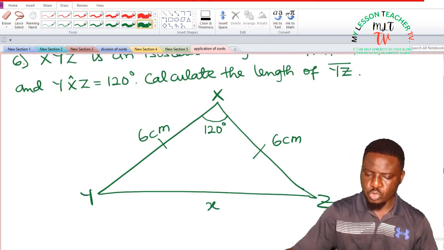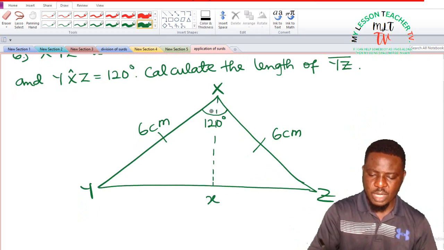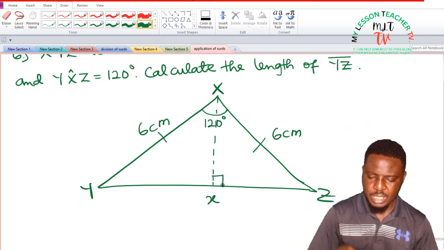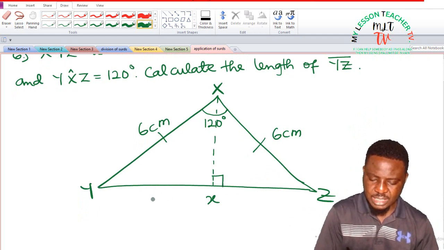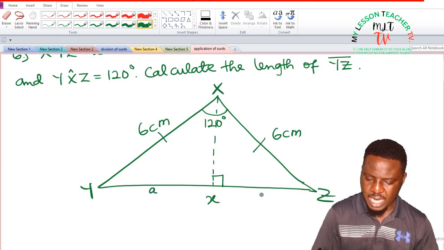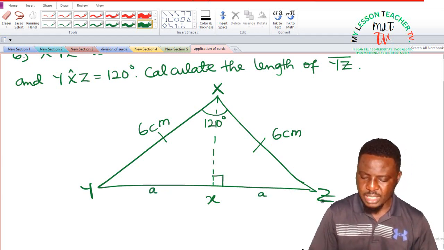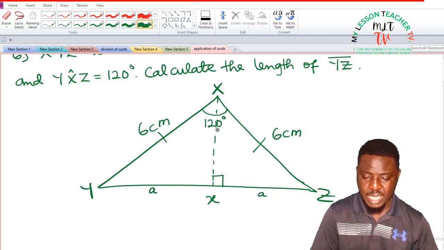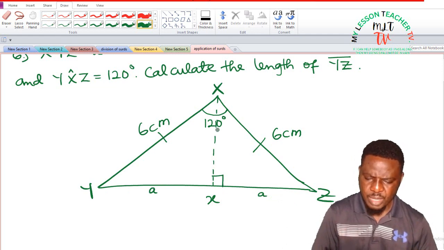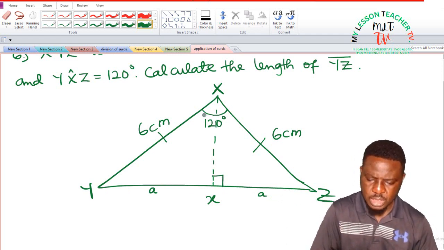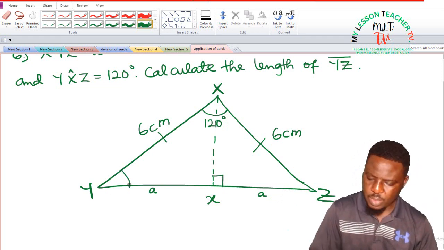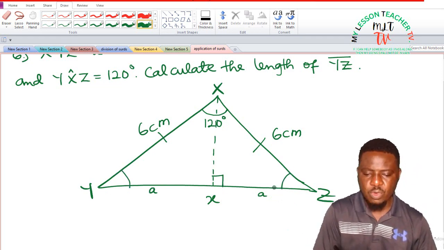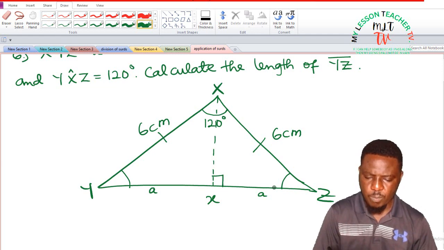So all you need to do is to draw a perpendicular to bisect angle 120 degrees, making this to be 90 degrees. It therefore means that it has ended up bisecting this into, let me call this A and A, because it has bisected line YZ into 2 equal parts, as well as the angle, because it's an isosceles triangle. And if this is 120 degrees, then angle Y will be equal to angle Z, because base angles of an isosceles triangle are said to be equal.